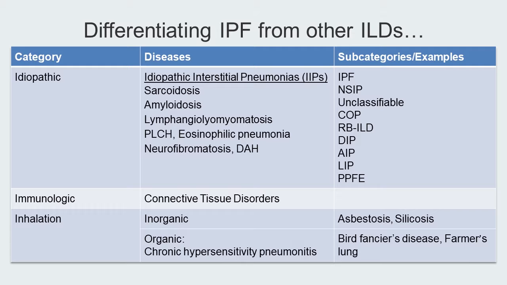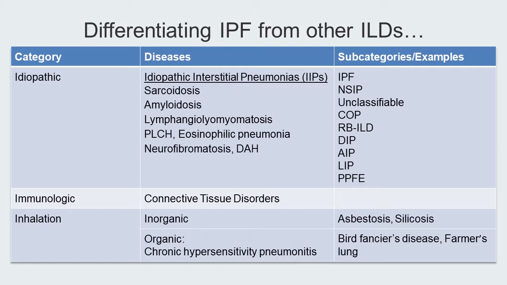And then there's an alphabet soup of other conditions like cryptogenic organizing pneumonia, respiratory bronchiolitis associated interstitial lung disease, desquamative interstitial pneumonia, acute interstitial pneumonia, lymphocytic interstitial pneumonia, and PPFE is pleuroparenchymal fibroelastosis. Under the idiopathics, you also have other conditions such as sarcoidosis, amyloidosis, LAM, and others as shown on this slide.